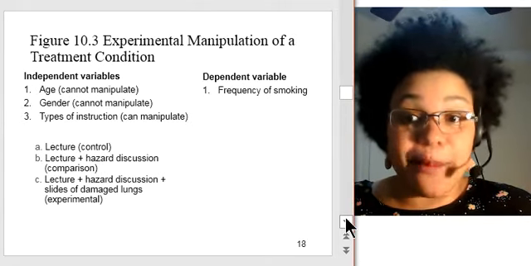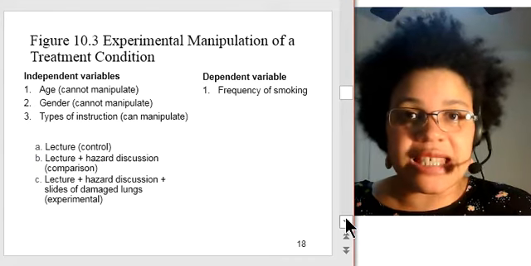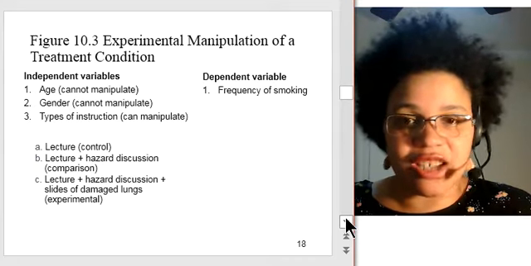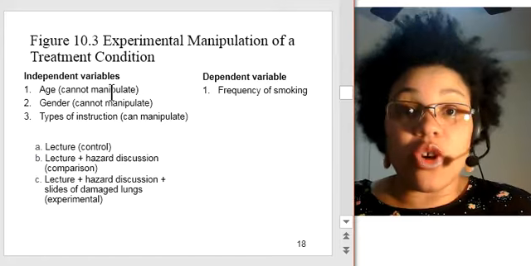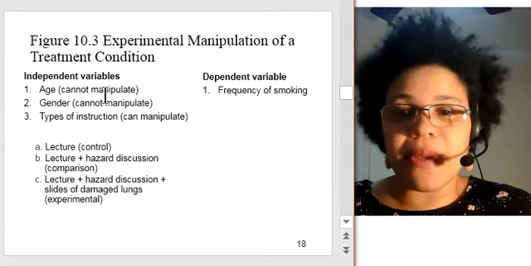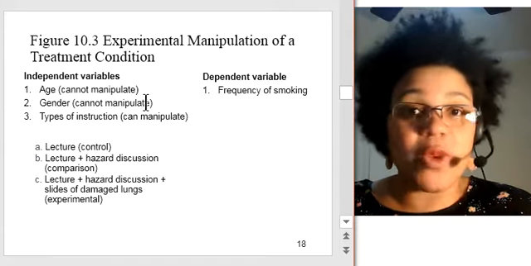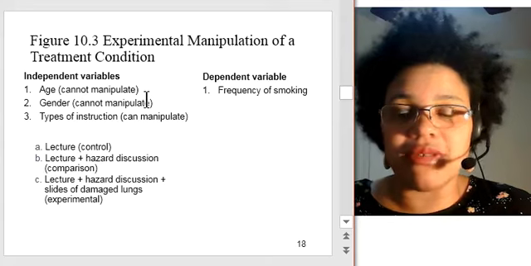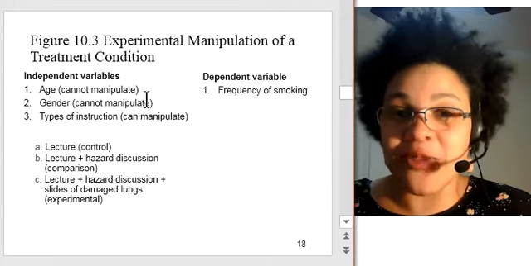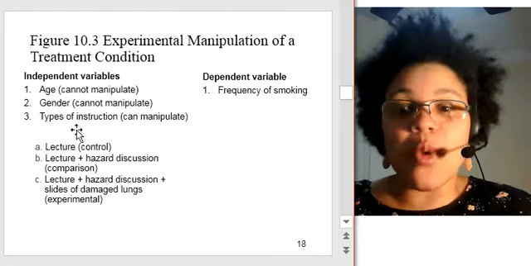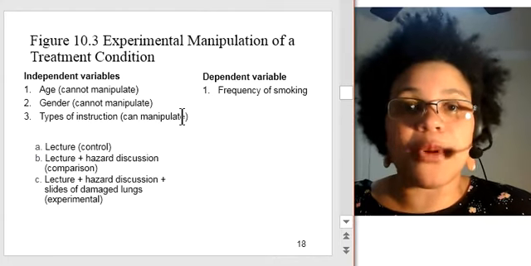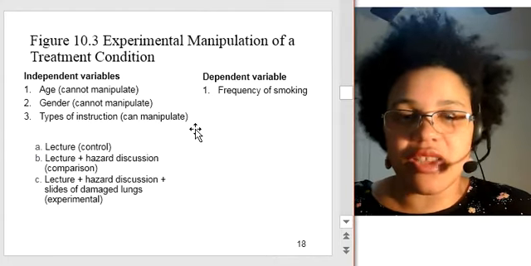So, for example, let's say we're doing some kind of smoking cessation program. Independent variables, or control variables in this case, might be things like age and gender. We can't change how old a person is just by saying we want to. We can't manipulate gender either. We can manipulate what type of program or what type of instruction they're going to get in the program.